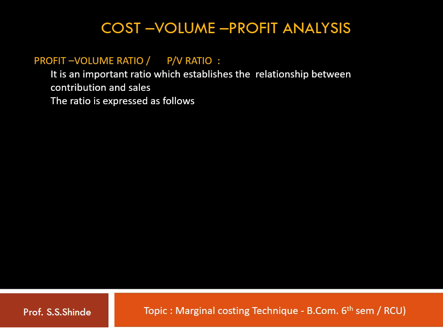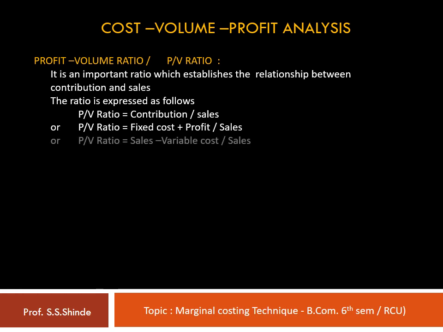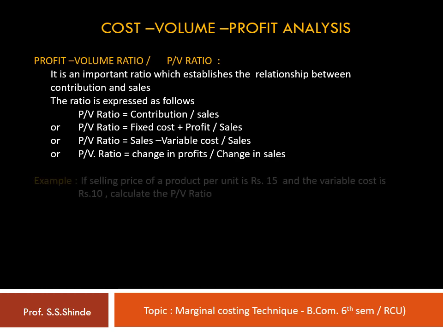The ratio is expressed as follows. PV ratio is equal to contribution divided by sales, or it's also rewritten as PV ratio is equal to fixed cost plus profit divided by sales, or PV ratio is equal to sales minus variable cost divided by sales, or PV ratio is also calculated by the two variables, that is change in profits divided by change in sales.